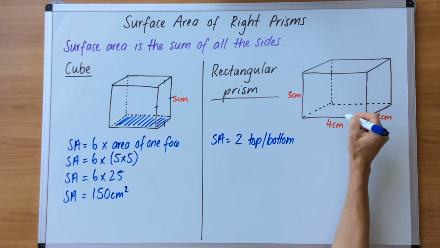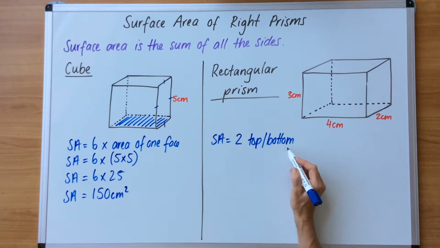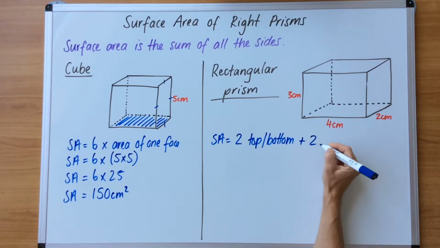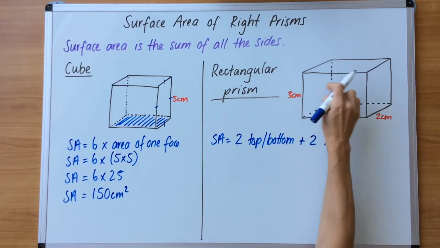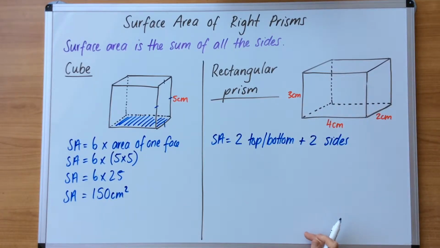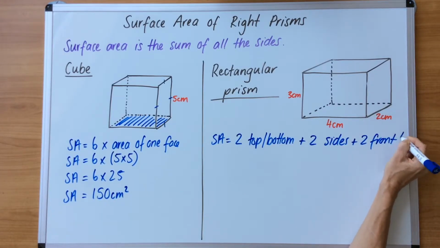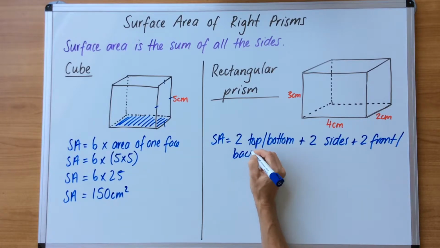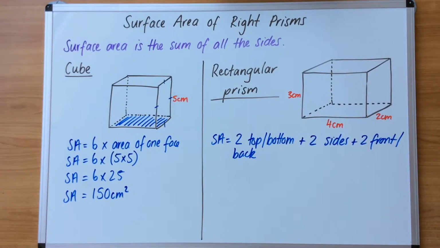because the top and the bottom are exactly identical in their dimensions, so we want 2 of those. We want to also have 2 sides, because the sides are identical in their dimensions as well. And we want 2 front, running out of room there, and back, because the front and the back are identical in their dimensions as well. Let's work down the page.